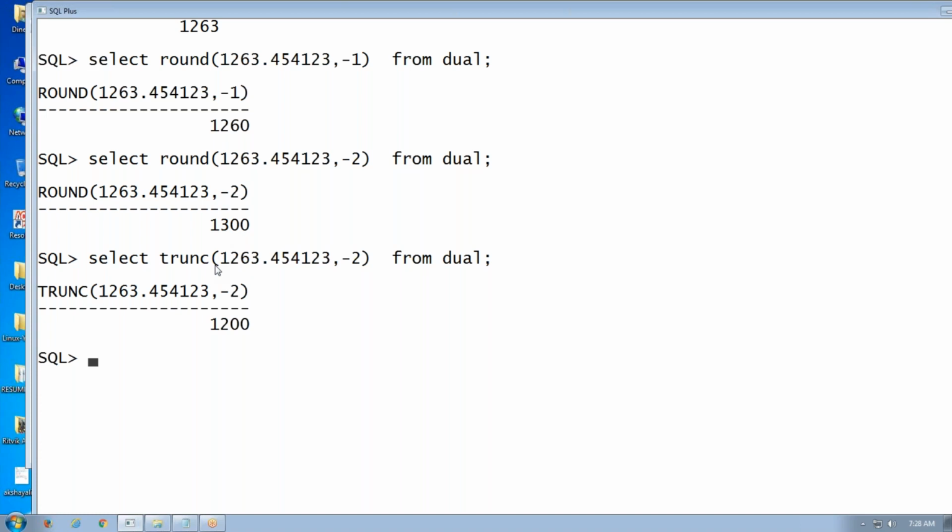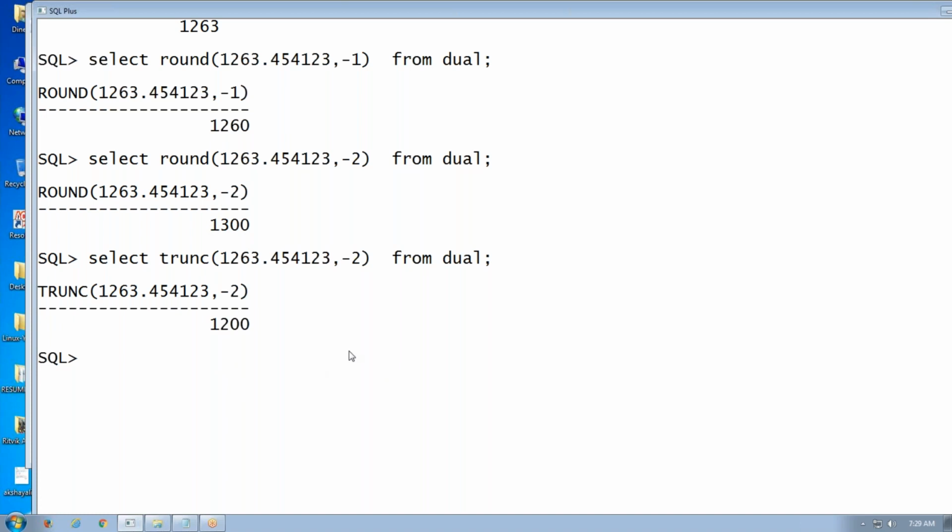So what is the difference between trunc and round? Both are the same. The round function always verifies the next position value. If the next position value is greater than or equal to 5, it will make an increment at the required position. Whereas trunc will never make any increments. It will never verify the next value. Remaining everything is the same.